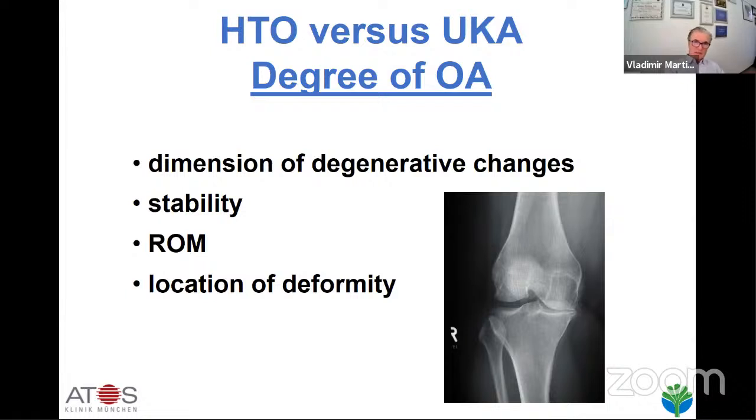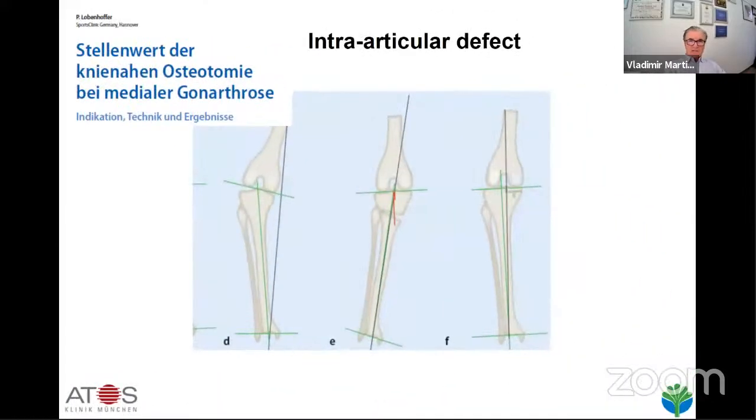Also, range of motion is one of the criteria, and also location of deformity. And I think this is a slide everybody who is performing high tibial osteotomy should know. We have to look at the x-rays, we have to look at the defect, and we have to decide, is there an intra-articular defect or is there a constitutional deformity?